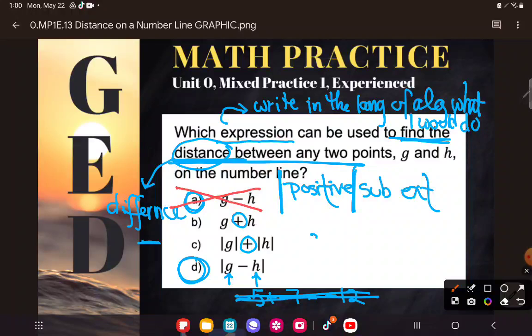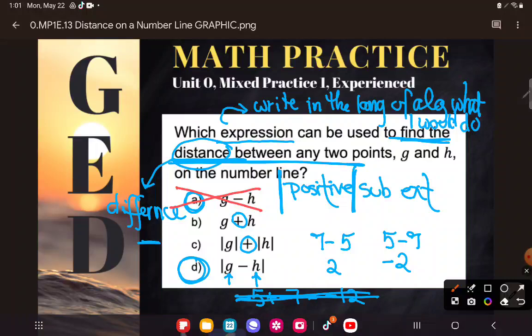Like say G was 7 and H was 5. I'd get a positive number. But what if it was the other way around? What if G was 5 and H was 7? I'd get out a negative answer, which doesn't make sense when it comes to distance. If I ask you how far apart are these two things, and you tell me they're -2 apart, I don't understand that. I don't understand how two things could be less than 0 apart, closer than touching. Like that doesn't make sense, you guys.